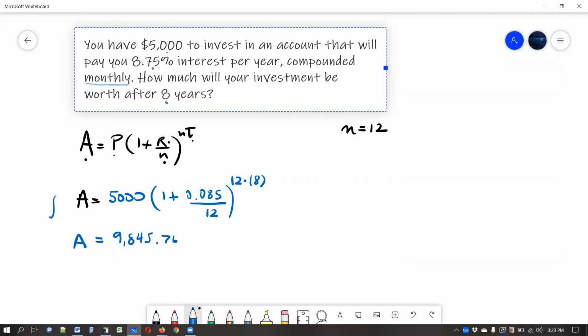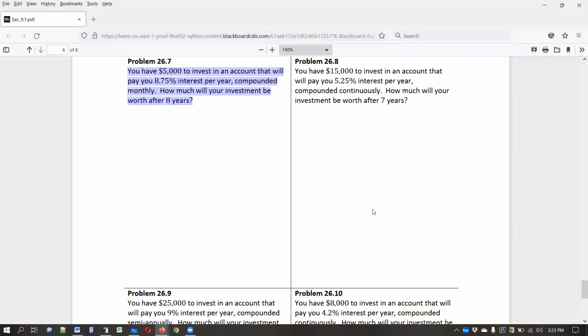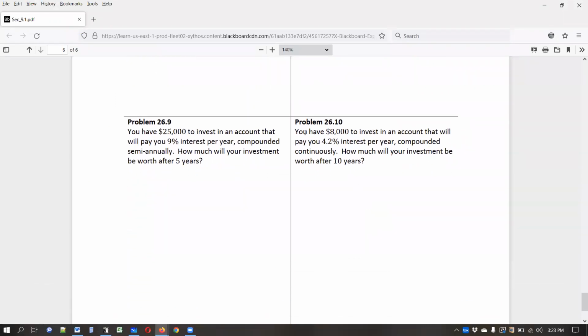Okay, so these problems, like I said, take about 2 lines. You have to know which function you're going to use. In this case, the word was monthly, so I'm going to use the periodic formula, not the continuous formula. I will substitute the values, now use the calculator to find my final answer. That's all we have to do for this type of problem. Now let's do one more.